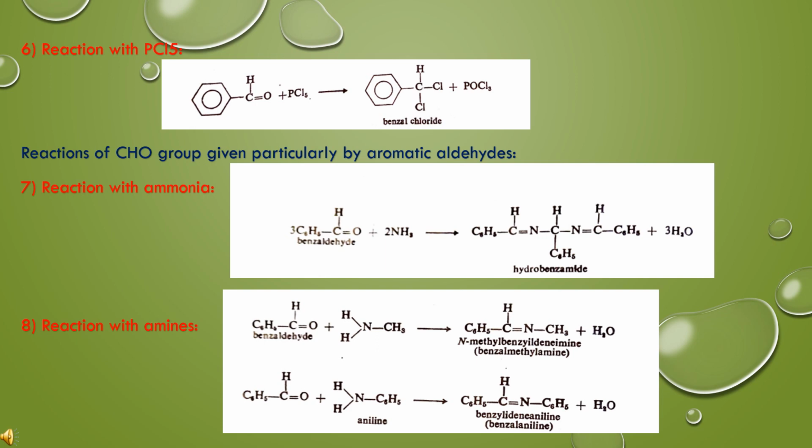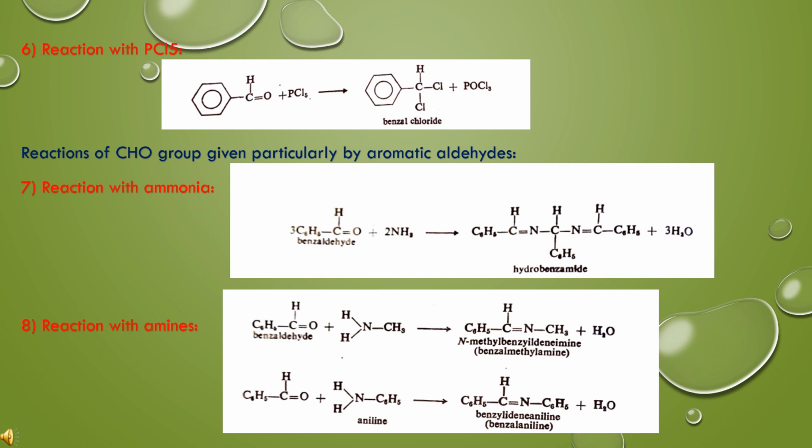Another reaction: benzaldehyde reacts with a primary aromatic amine, known as the Schiff's base reaction. So here benzaldehyde reacts with N-methyl aniline. The hydrogen from N-methyl aniline and the oxygen from benzaldehyde combine and leave as a water molecule. The remaining NCH3 group is attached to the C double bond O group. We get the N-methyl benzylidene imine.